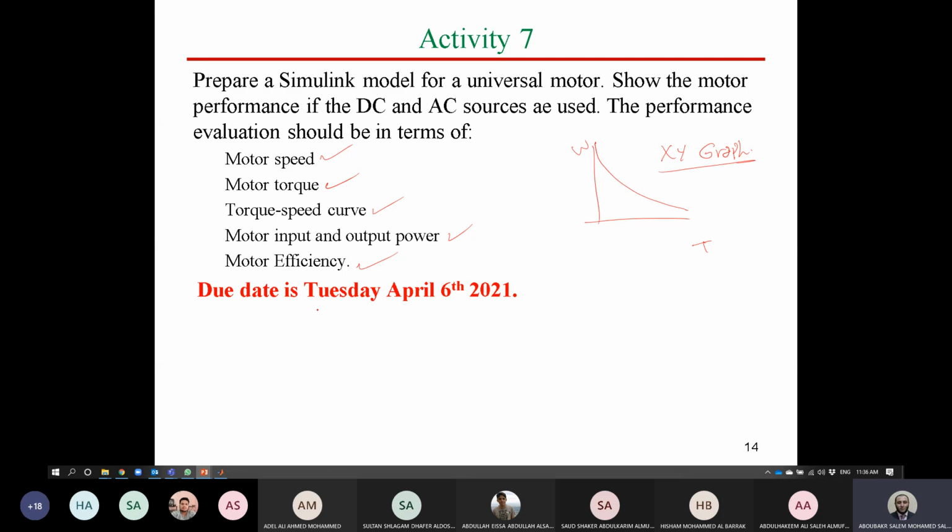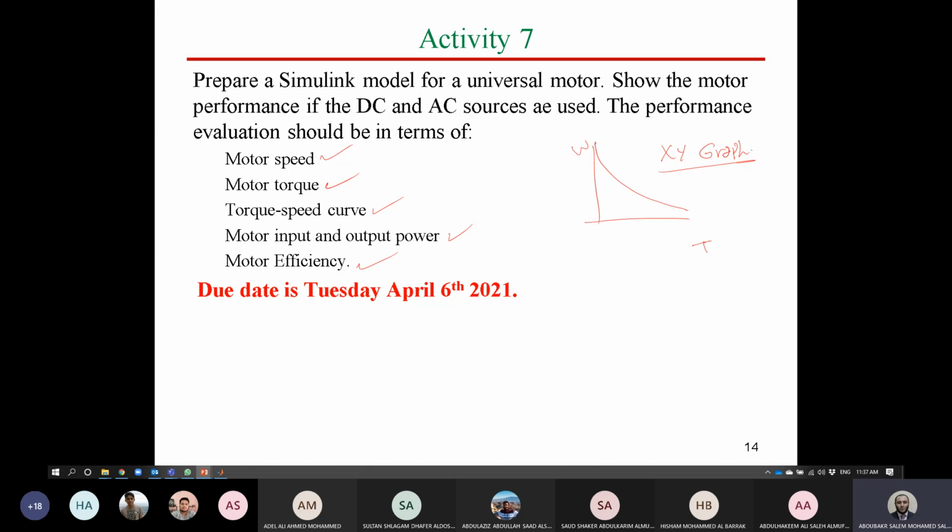This, inshallah, should be submitted next week on Tuesday by the end of the day. Any questions regarding the universal motor? Is everything clear up till now? Yes, sir. Okay, I will stop recording at this. Go ahead. Yes, regarding the activity. Yes, go ahead. Can you hear me? I can hear you. Go ahead.